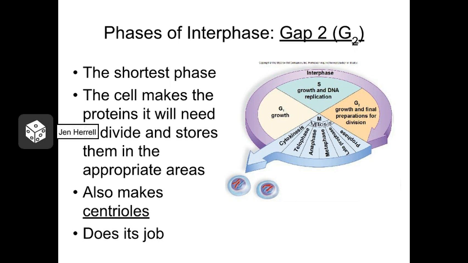The third phase of interphase is known as G2 or gap 2. This phase is the shortest part of the cell cycle. During G2, the cell is going to make its final preparations for division. So at this point, it's going to build all the machinery that it needs and make sure it has all the proteins and things like centrioles that it needs to actually divide. Now, of course, during this time, the cell is still doing its job. It can't take a break even during G2. But once it finishes G2, it's going to be all ready to divide.